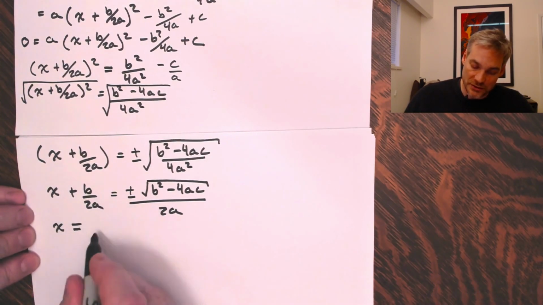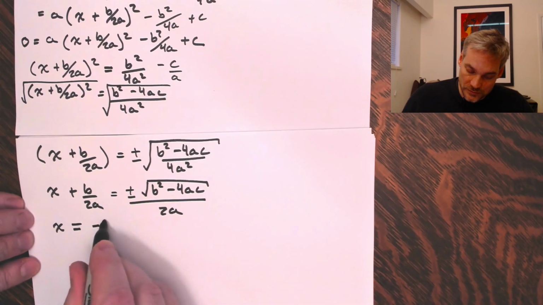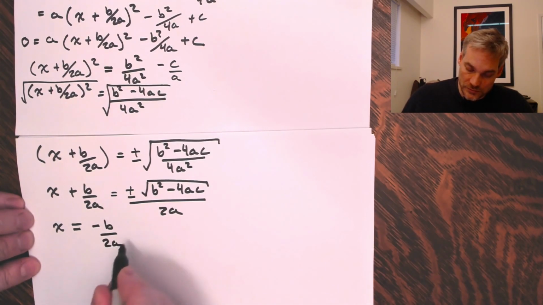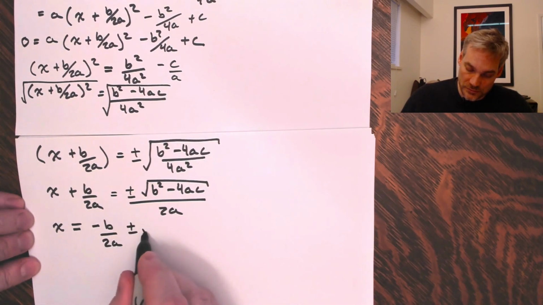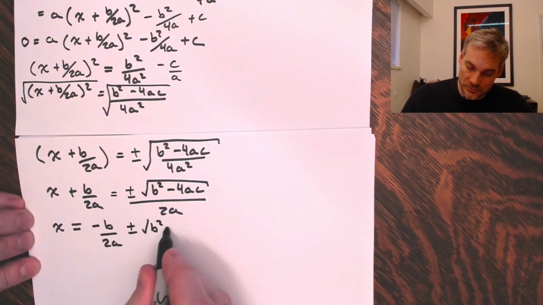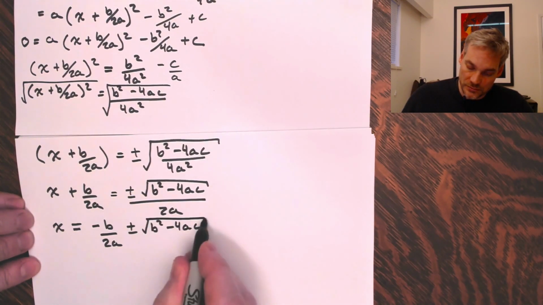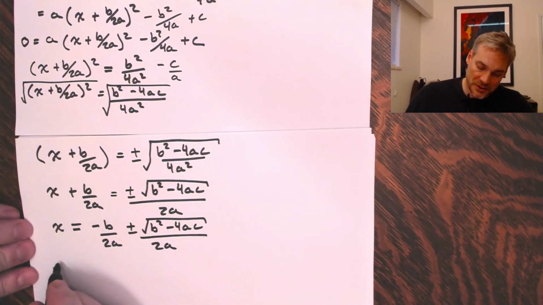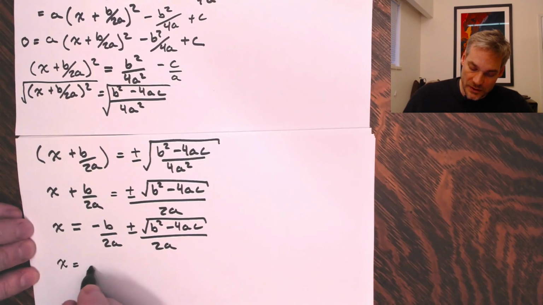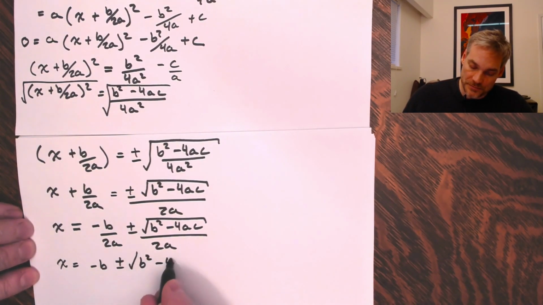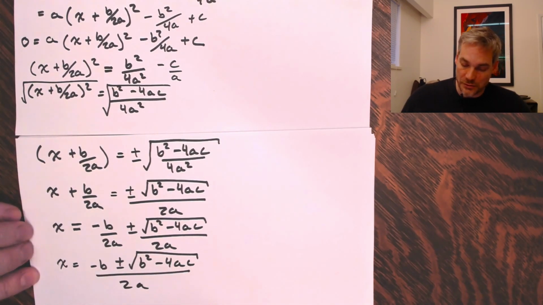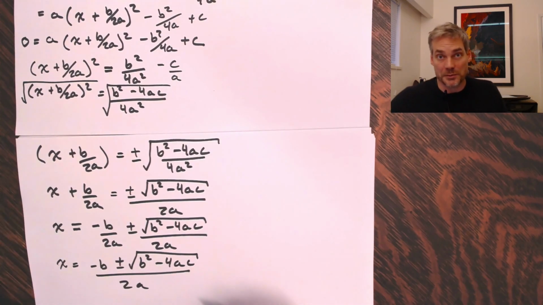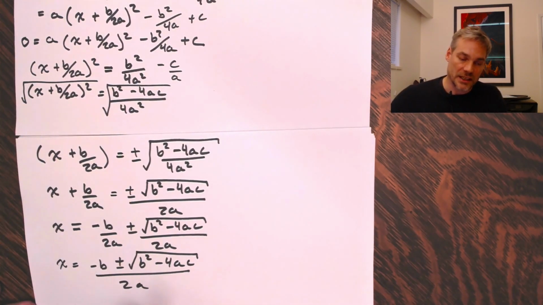Now I move this term over. Because these have the same denominator, we group them, and now we have found the quadratic formula by completing the square on a standard form quadratic.